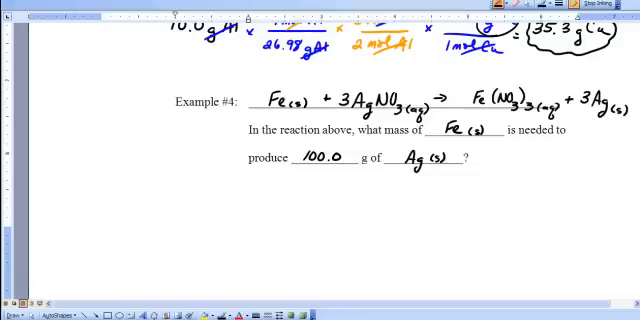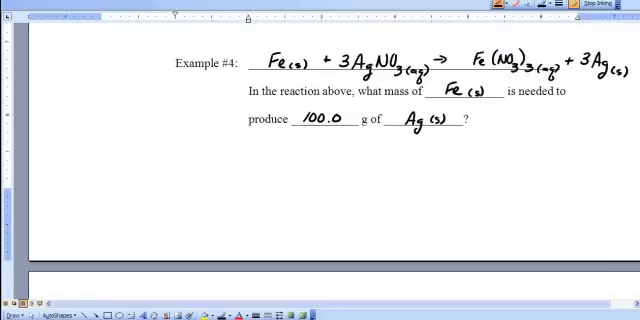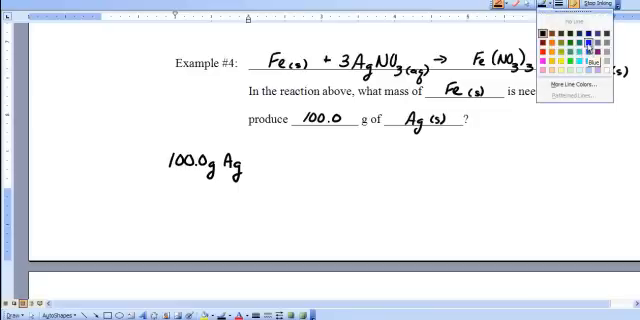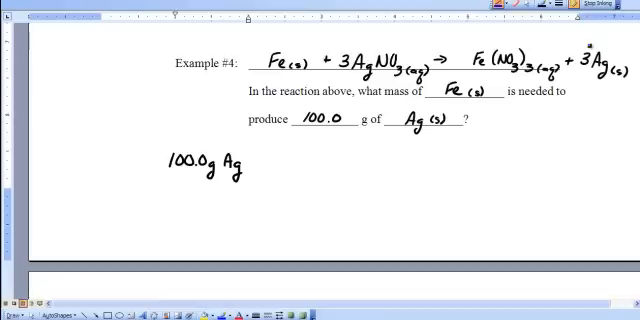So again, whatever you're given, in this case silver, Ag, we're going to take that 100 grams of silver that's being produced and backtrack it to the mass of the iron that's necessary. The first thing you want to do using your molar roadmap is to change the silver into moles. Everything you do has to be changed into moles most of the time. So let's go ahead and do that. If you look at your periodic table, 1 mole of silver has a mass of 107.87 grams.